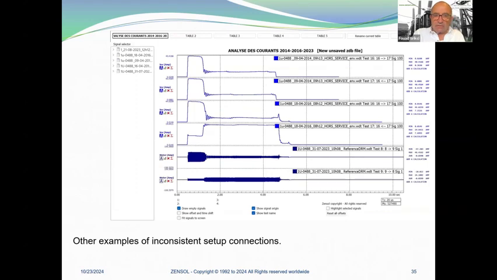And here are other examples of inconsistent setup connections. This is why we strongly recommend that when you put your current clamp, you must absolutely put an identification on the wire. This way, in subsequent tests, you can go exactly to the same location for the current.